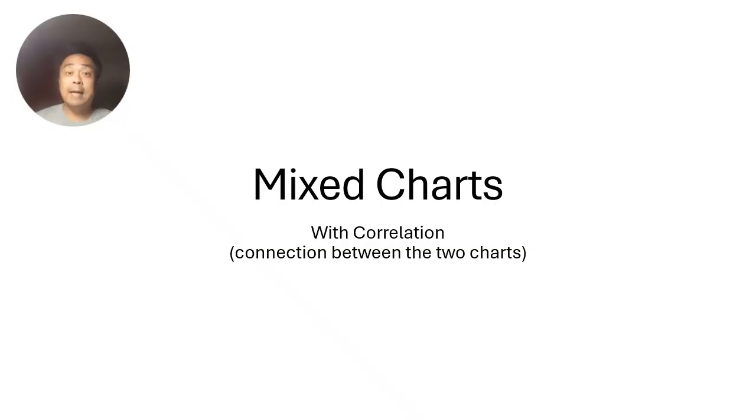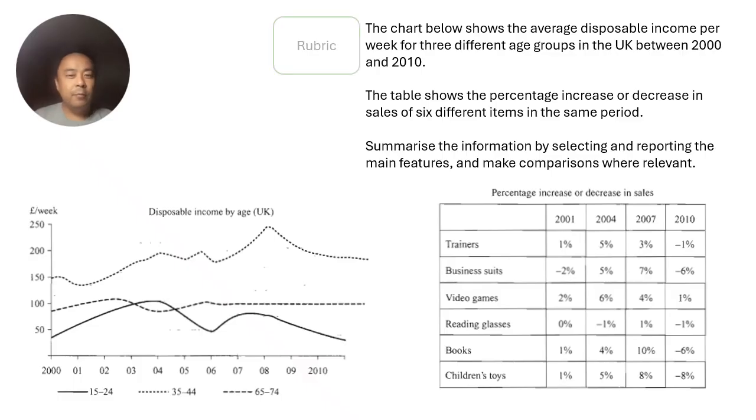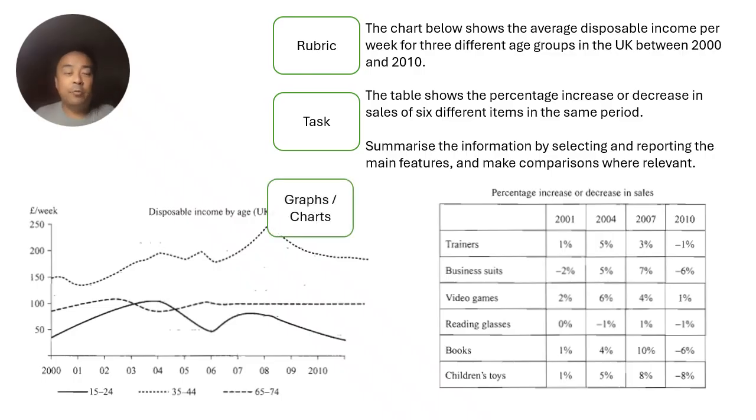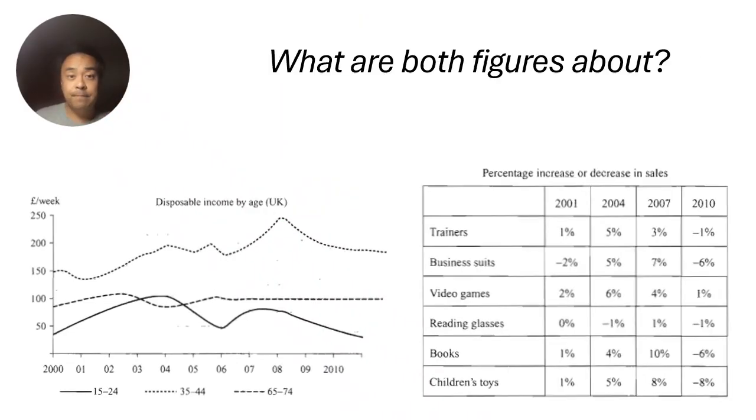Today, we're going to look at mixed charts. Now, we're going to look at the scenario where there might be a correlation or connection between the two charts. Let's jump in. Here we have the rubric, which introduces the context behind the two charts. And we have the task, which tells you what you need to do with the information in 20 minutes. And finally, we have the graphs or charts, in this case, a line graph and a table.